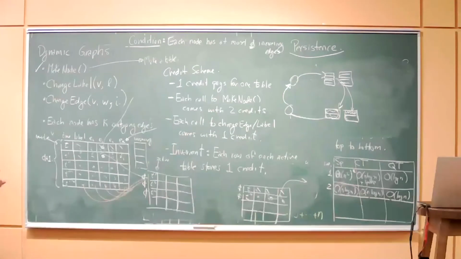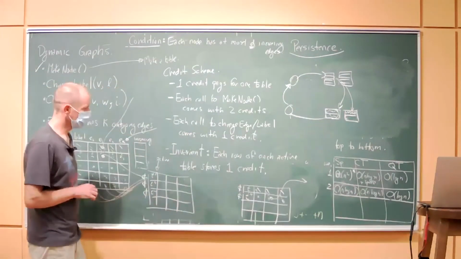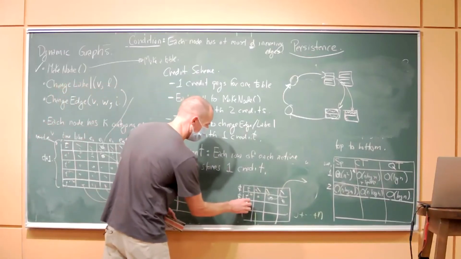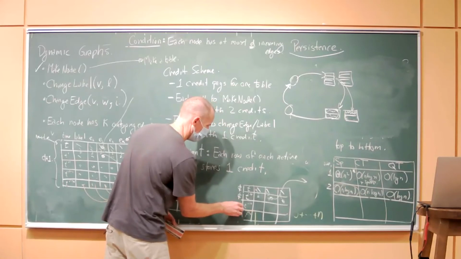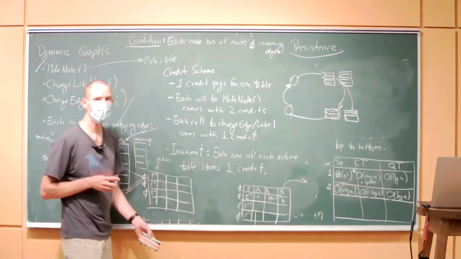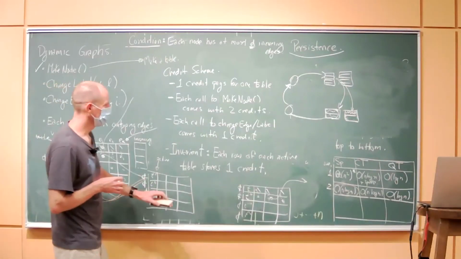That's the easy case. Then there's the hard case, which is when the table is already full. And I have to split it. So let's see what we've got here.